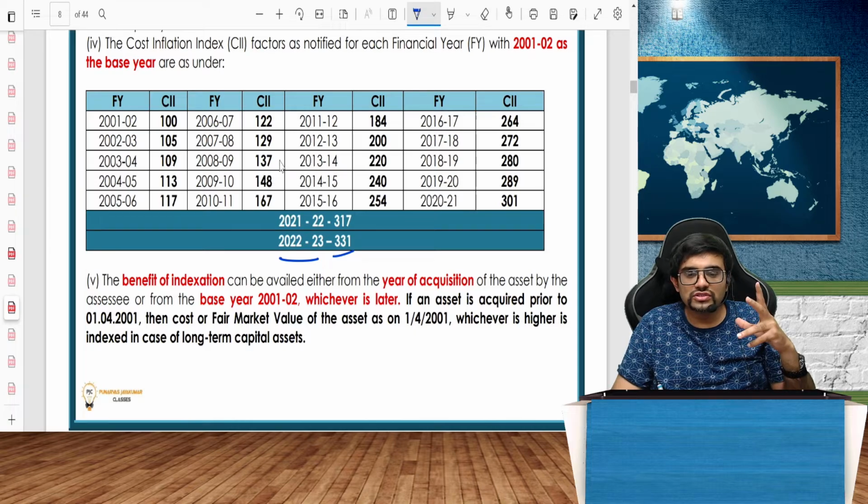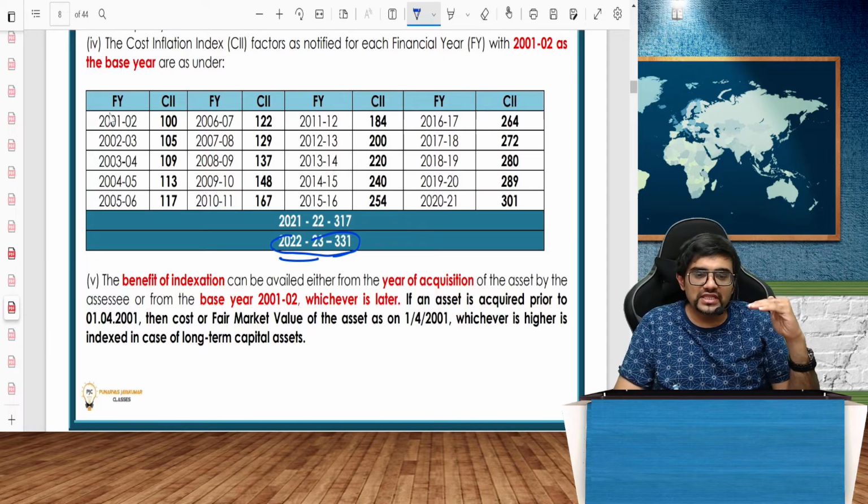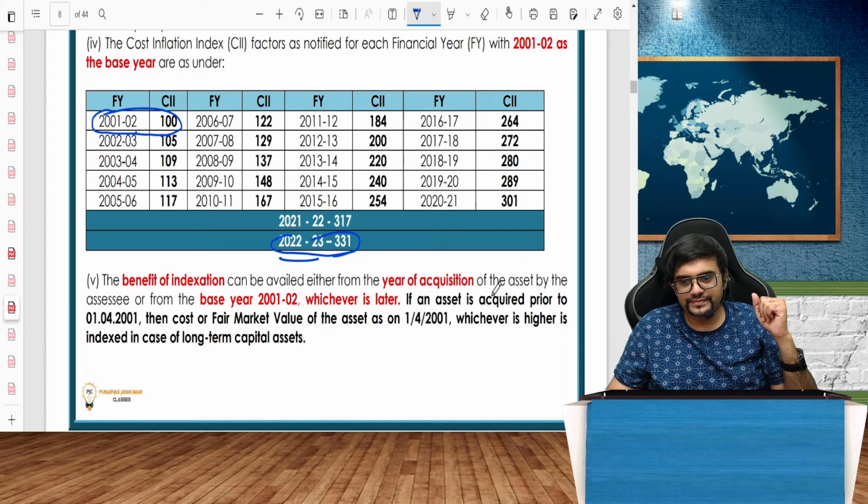So whichever year you sold it, if you are selling it this year, this you should take, divided by whatever year it was acquired. Anything before 1, 2 is not to be taken. It should be taken from 1 to only 100. It is always 100.